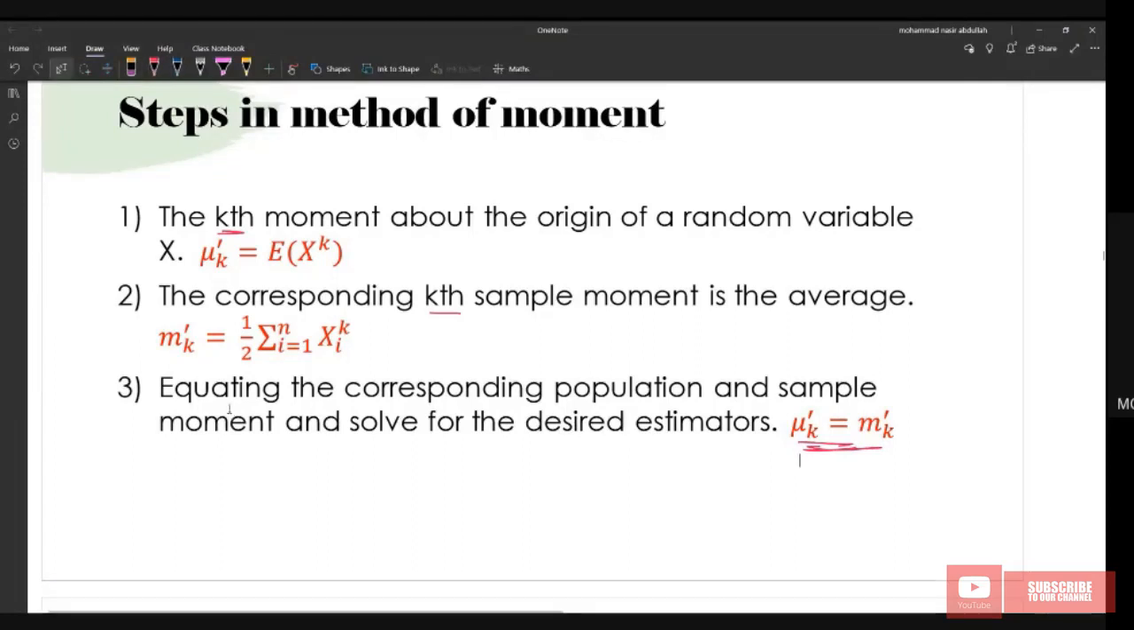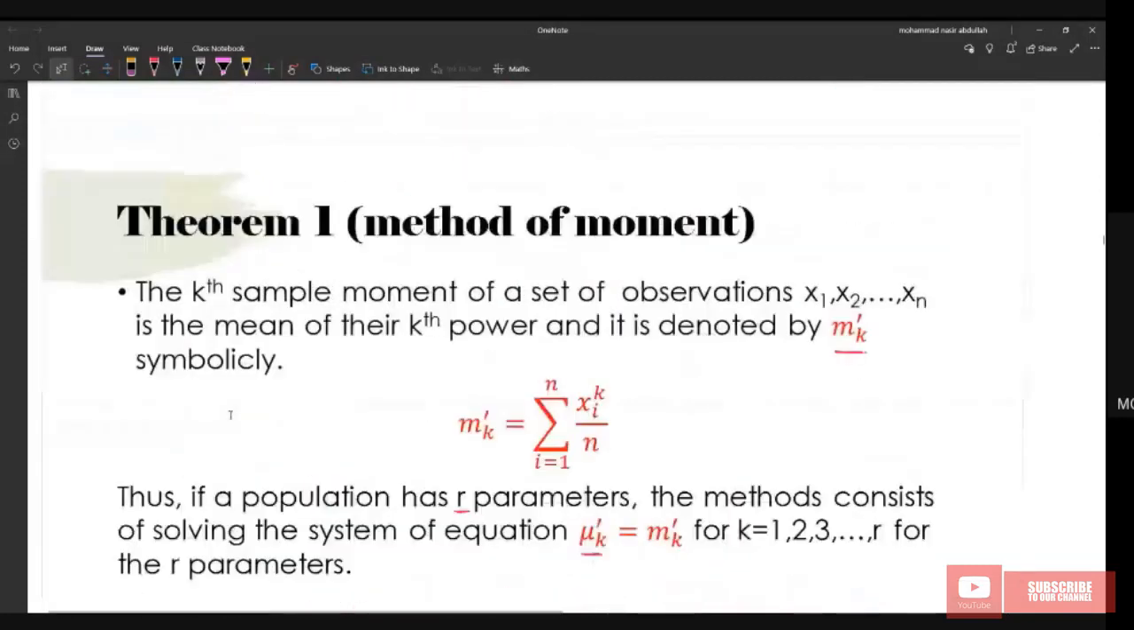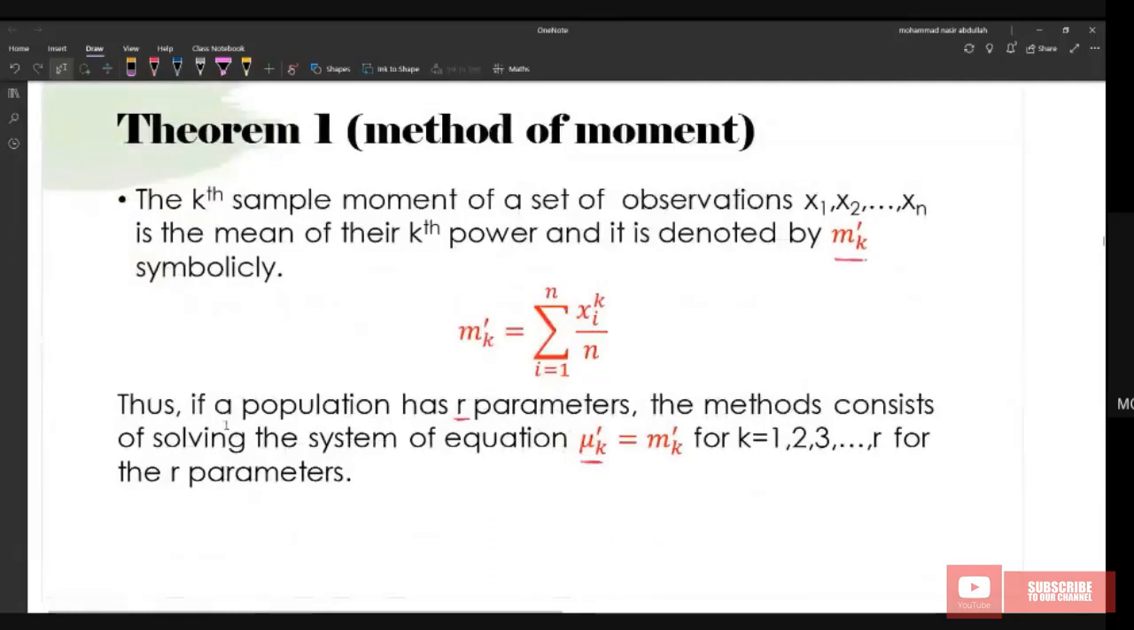So are you clear with theorem number 1 and the steps of finding the method of moments estimator? Can you please state in the chat?